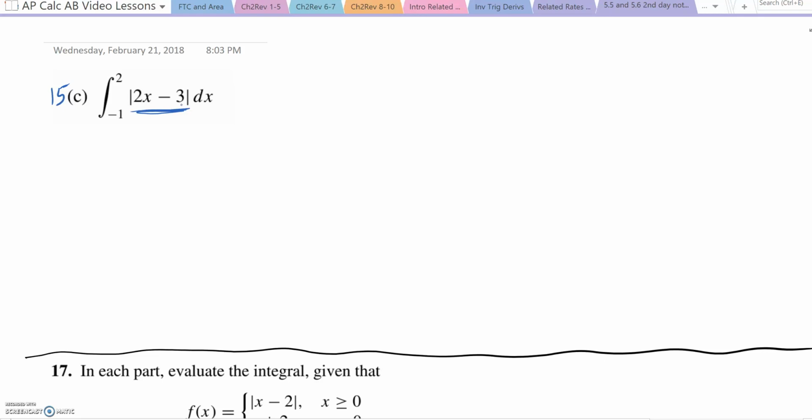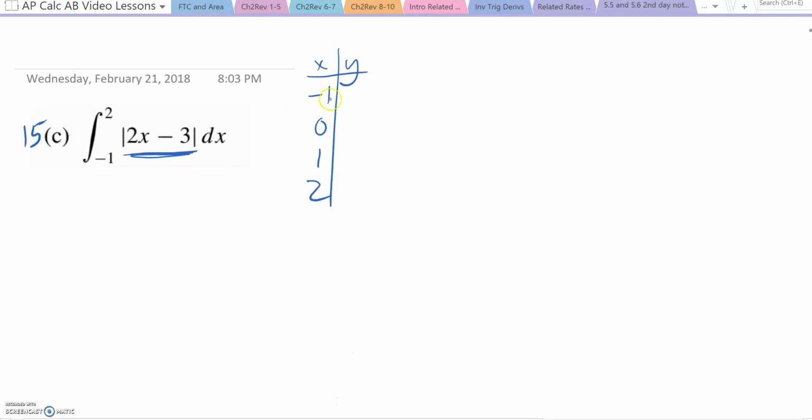I think one of the easiest ways is to plug in the values on the left and the right, the -1 and the 2, and you can just plug in some values in general. What's -1, and then 0, and then 1, and then 2? Plugging -1 in, -1 times 2 is -2. -2 minus 3 would be -5, and that turns out to be a 5 because you take the absolute value. 0 goes in and that goes away. You have a -3. Absolute value of that is a 3. 1 goes in. You get 2 minus 3, which is -1, but absolute value is 1. And then 2 goes in. You get 4 minus 3, which is 1 also.